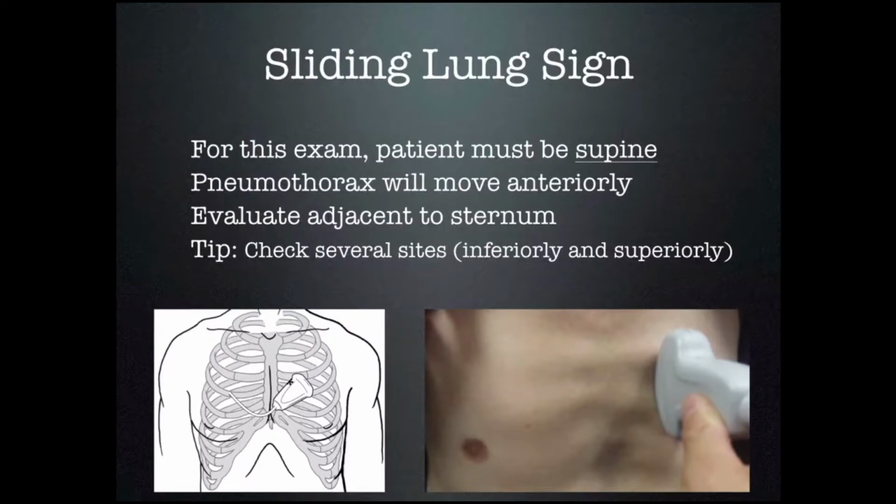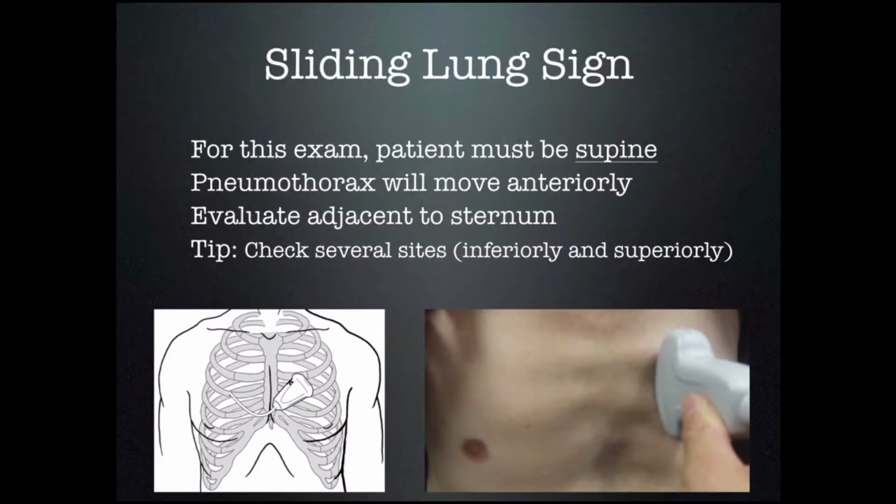So let's talk about the sliding lung sign for pneumothorax. For this exam, the patient must be supine. They must be bored flat. Think about a patient coming in on a long spine board. They are bored flat. Their head is not elevated and their chest is not elevated. If you did have an elevation of their head, neck, or chest, the air may move from a place where you can image it on the anterior surface of the chest up under the clavicles where we cannot image it. So for pneumothorax, we want to have the patient bored flat.